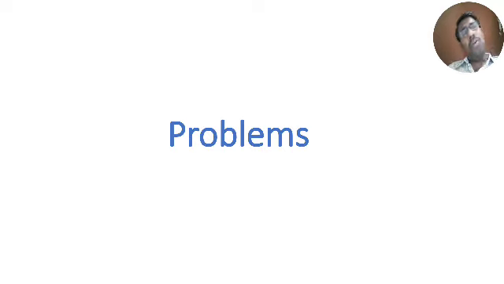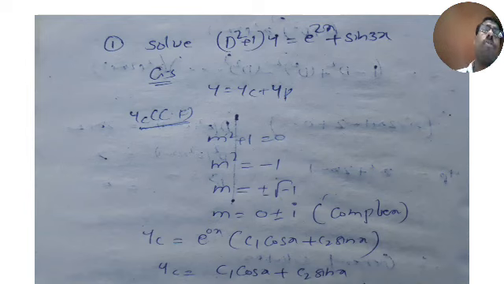So you know it. Now the methods are known, well explained already. So let me directly go to the problems. The first problem, you see, problem number 1. Solve d square plus 1 of y is equal to e power of 2x plus sine 3x.